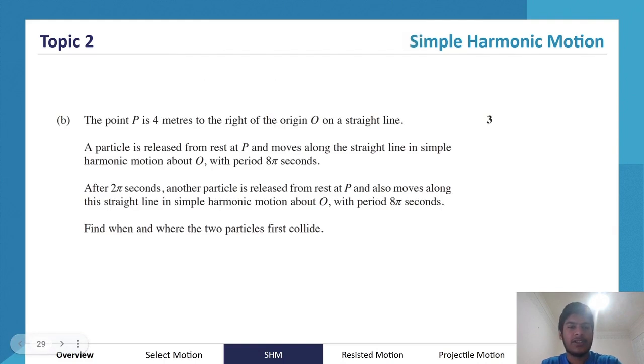Okay, next question. The point P is 4 meters to the right of the origin. How are we doing for time?